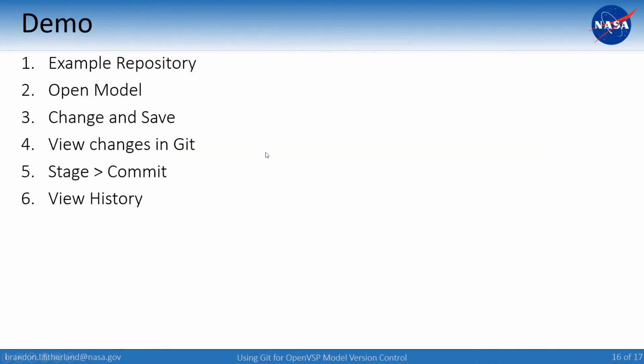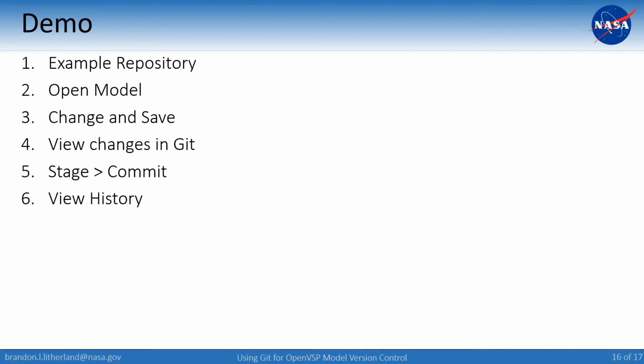So in this demonstration that I'm about to do, we're going to open up an example repository. We're going to open a VSP model. We're going to manipulate it a little bit and then save it. And we're going to view those changes, and we're going to stage a commit and then look at the history.